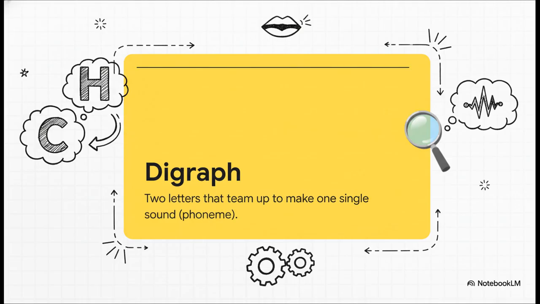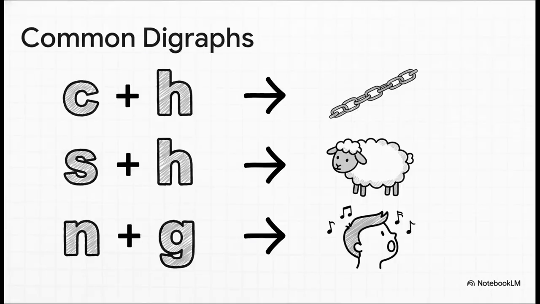It's called a digraph. I know, it sounds a little technical, but the idea is dead simple. It's just 2 letters that get together to make one brand new sound. That's it. 2 letters go in, 1 sound comes out. And these are perfect examples. You know, a C by itself sounds one way, an H sounds another. But put them together, bam, you get the ch sound in chain.